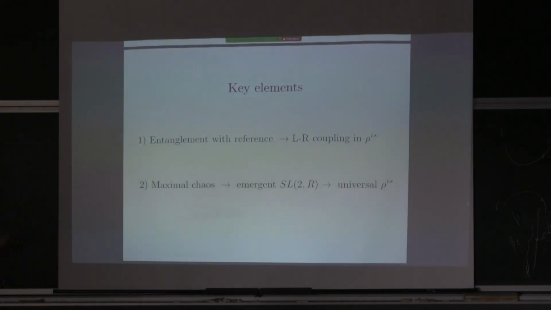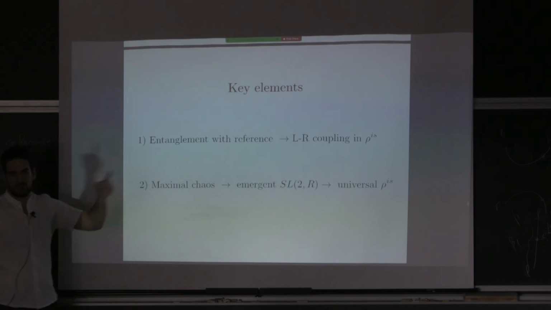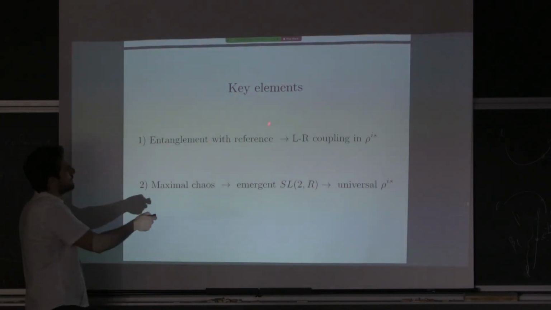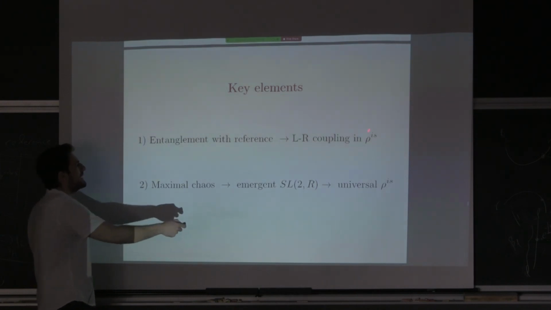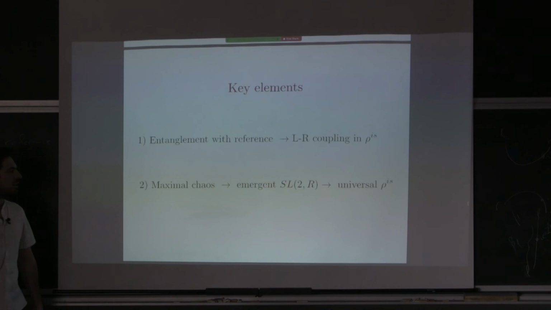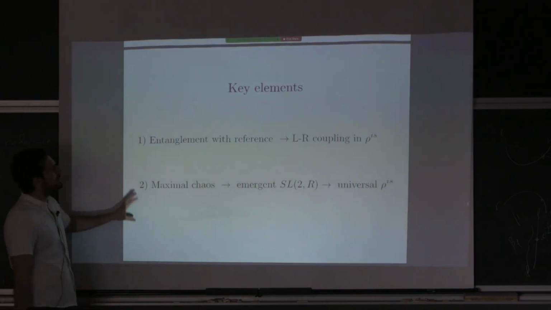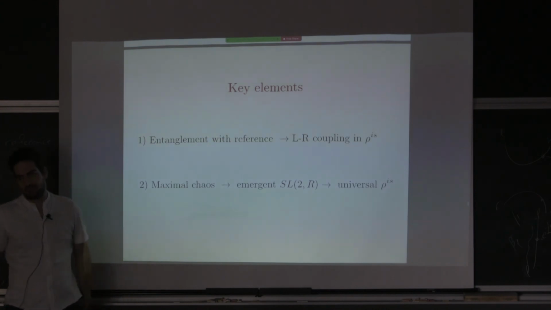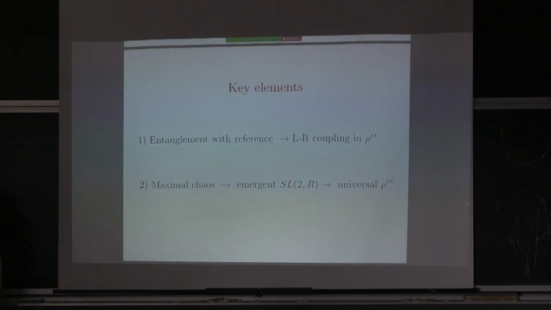And this is the key physical statement that I think we extracted from this point of view. Key element number one, which Ugo already commented on, is that by entangling the system with a reference to introduce our observer, we obtain an effective left-right coupling in the modular flow. So this is key element number one. Key element number two, this coupling is universal as a result of the maximally chaotic nature of SYK.